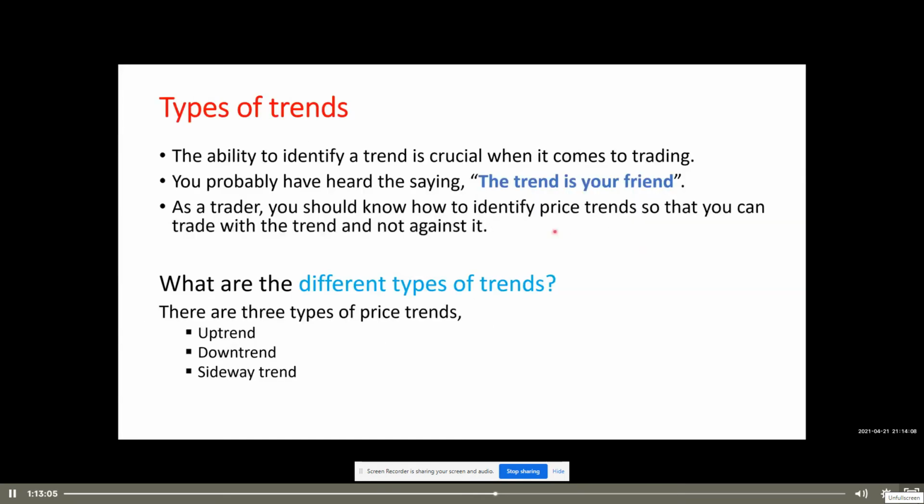Okay. So what are the different types of trends, right? Now that we know that all trends are made up of swing highs and lows, we know how to read that trend.